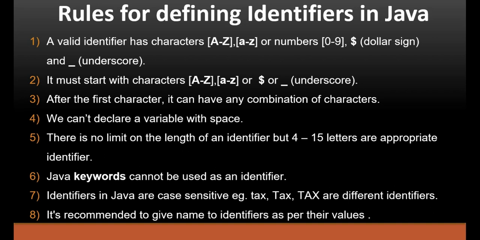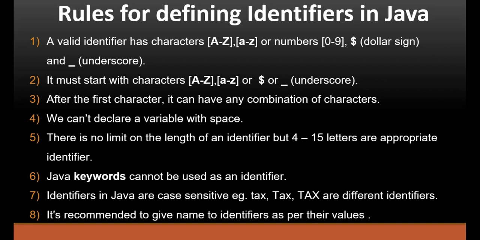Rule number 1 is saying what? Whenever you are creating any identifier, it can use a character between small a to small z or capital A to capital Z, or it can use numbers also, as well as it can use two special symbols, that is dollar and underscore. Rule number 2 says always your identifier should start with character, or it can also start with dollar or underscore. Rule number 3 says that after giving first character as alphabet, after that you can give any combination of character or numeric.